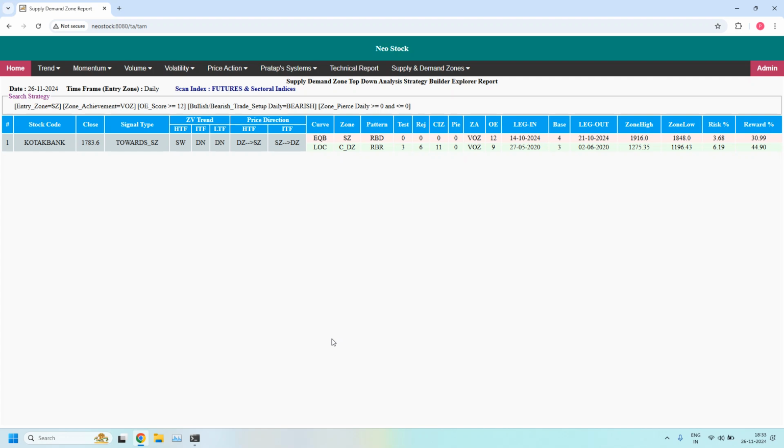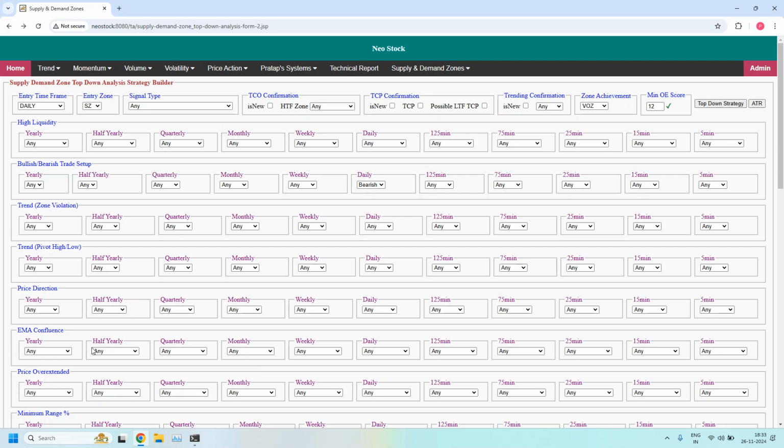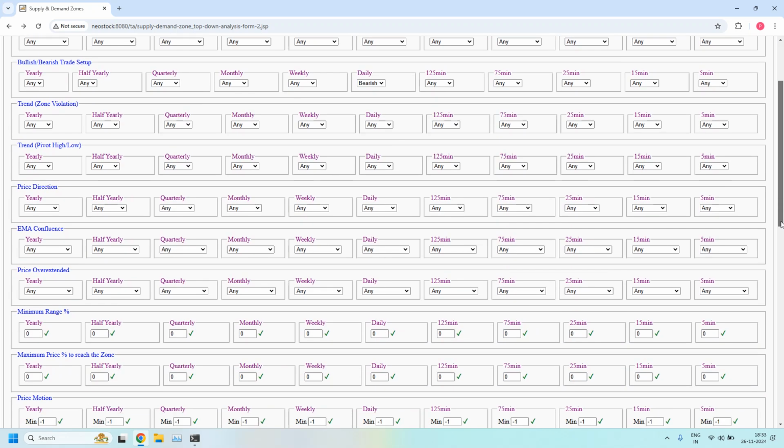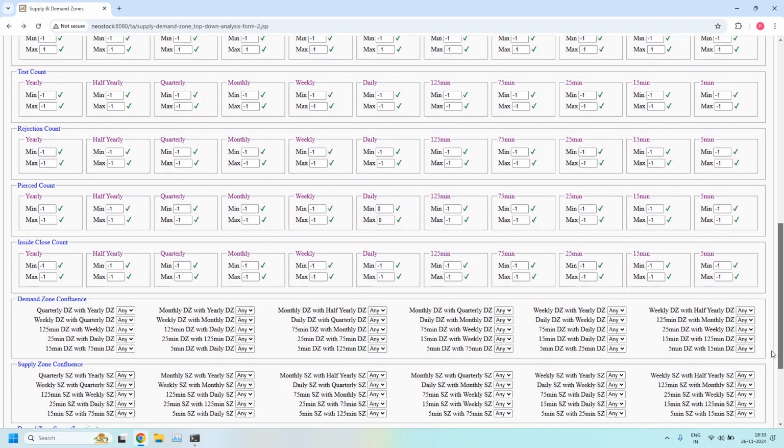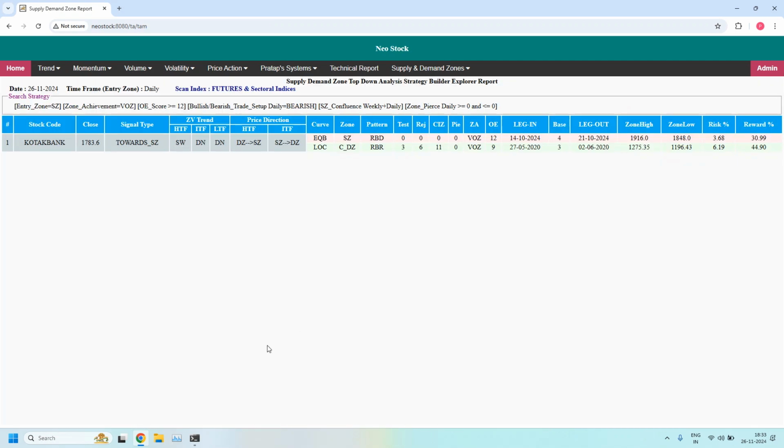Let's check whether this stock is having any ITF supply zone confluence. In the supply zone confluence, the daily supply zone with weekly supply zone confluence filter is enabled. With this, yes, it is having weekly EMA confluence. This is having a ITF supply zone confluence. That means the daily supply zone is part of weekly supply zone. Weekly trend is down. If it is having weekly EMA confluence, it is even more high probability setup.